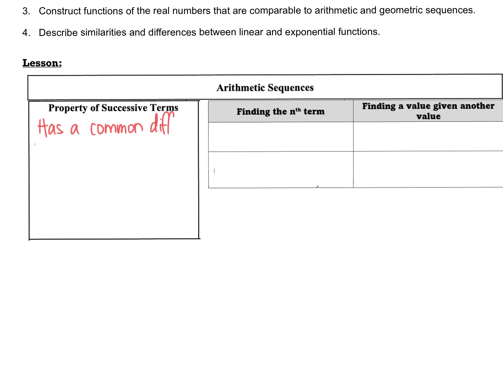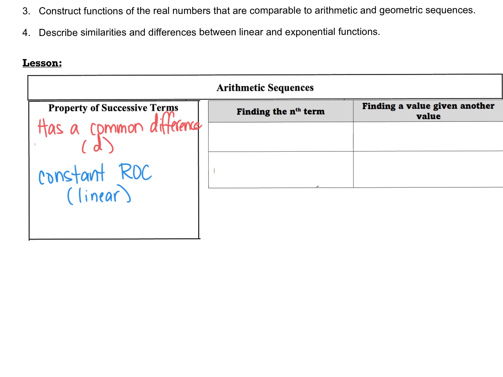We call that common difference D. Okay, so they have a common difference that we refer to as D, which also implies that it has a constant rate of change. So arithmetic sequences change: we either add or subtract something each time, or a constant rate of change, which implies that it is linear.